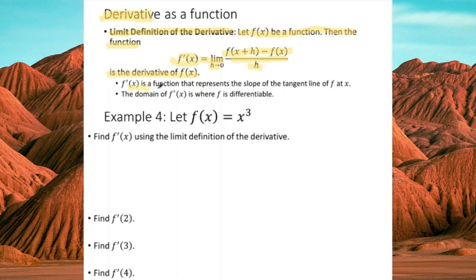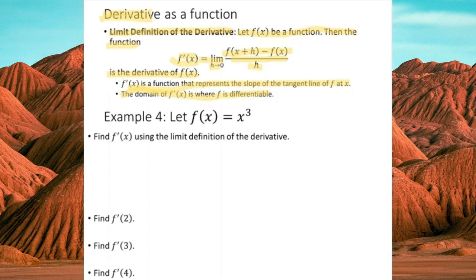As far as representation goes, f prime of x is just a function that represents the slope of the tangent line of f at x. The domain of our derivative f prime of x is where f itself is differentiable. So for our next example, we're going to let f of x equal x cubed, and we're going to find f prime of x using the limit definition.